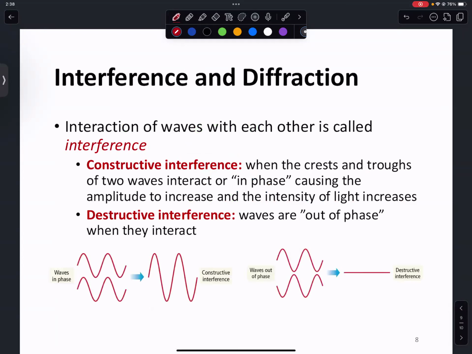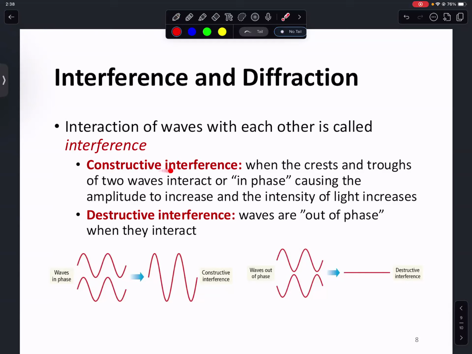Now let's talk about the last thing for this video, which is interference and diffraction. So what does interference mean when it comes to waves? It is how waves interact with each other, and they have very useful applications in many different fields, such as materials, chemistry or biology. And we have 2 types of interference.